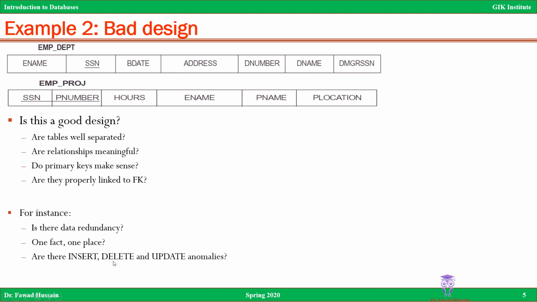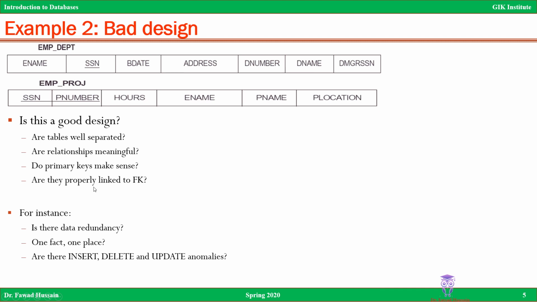Are there insert, delete, and update anomalies? Yes, there are. If I insert an employee here, I must know the department that the employee is working on. If I make a new department, I cannot insert the name of the department unless there is already an employee assigned to that department, because SSN here is a primary key. So I cannot add a new department unless there is already an employee working in that department. So there are insertion problems.